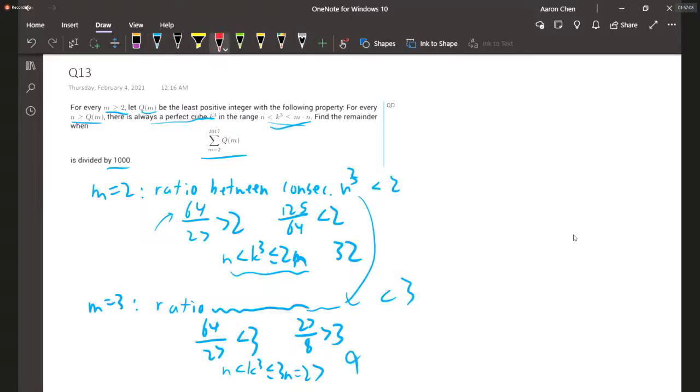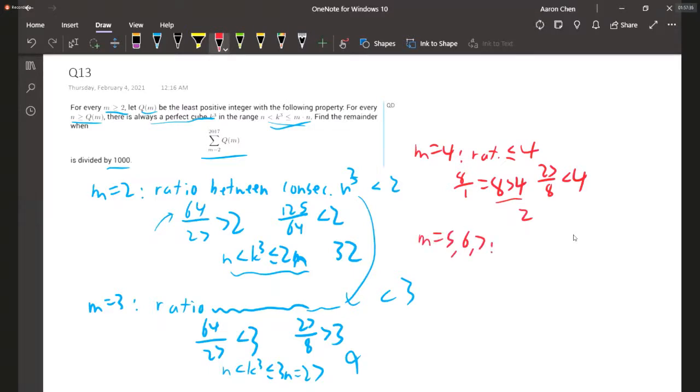And when m is equal to 4, the ratio is less than or equal to 4. And so the ratio between 8 and 1 is equal to 8. And the ratio between 27 and 8 is less than 4. This is greater than 4. So for this one, the answer is just 2. And for m equals 5, 6, and 7, we can see that the same holds true. 8 over 1 is greater than m, and 27 over 8 is less than m. And so in all of these cases, q of m is equal to 2.